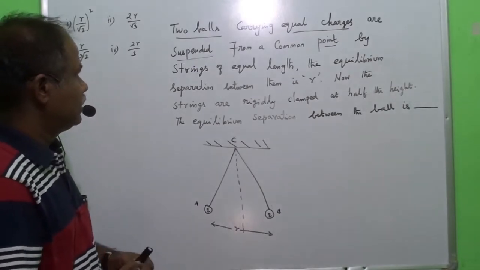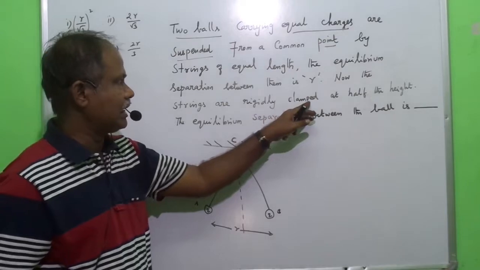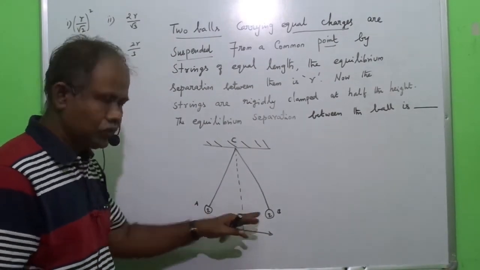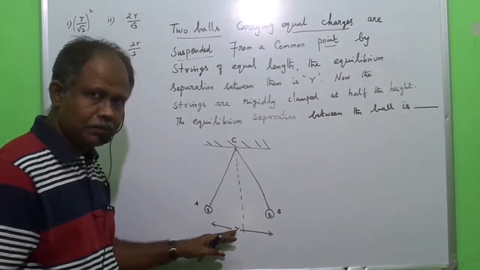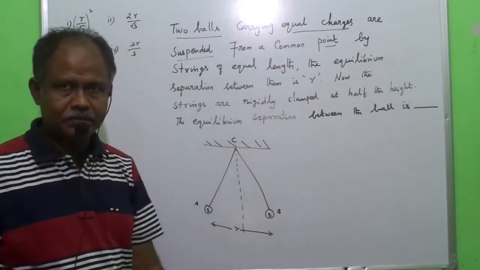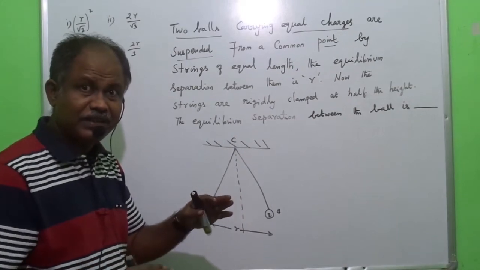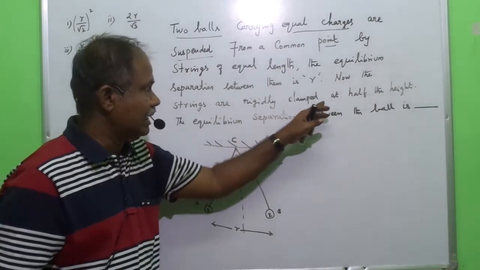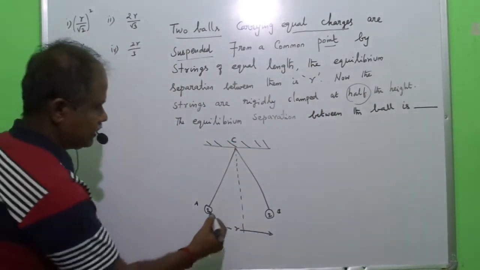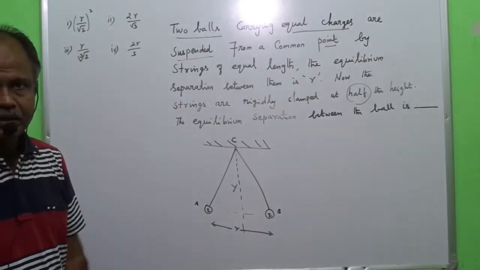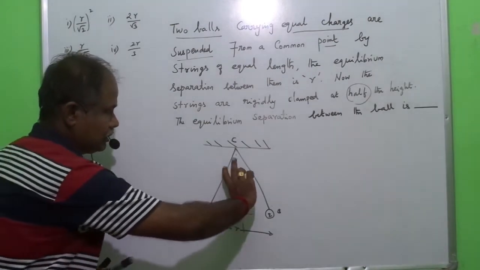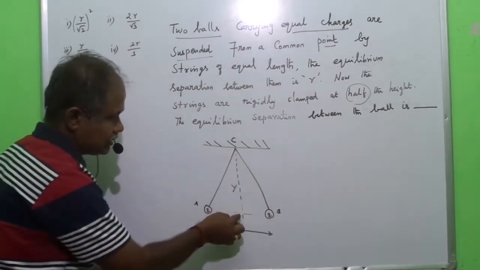This is given here. This is the first situation: two equal charges separated by a distance R, suspended from a common point with strings of equal length. Now the next situation, which they revised: the strings are rigidly clamped at half the height. Keyword: half the height. For example, this height is y. Now the clamp can be changed to a fixed value. This distance is y.